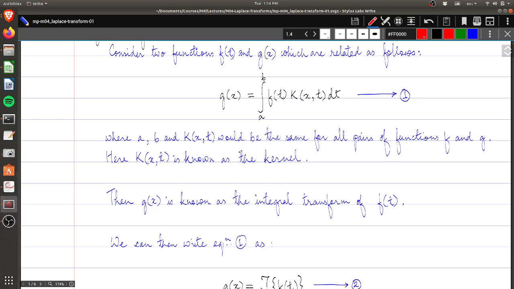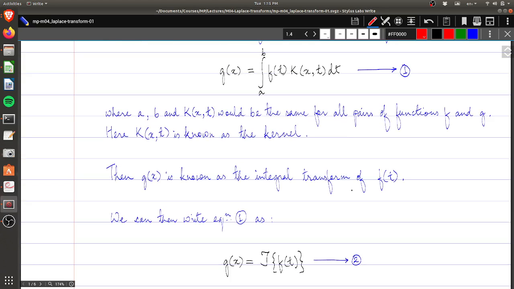If such a relation as given in equation number 1 holds good, then g of x, which we write on the left hand side, and f of t, which we write inside the integral, we say that g is the integral transform of f. So g is known as the integral transform of f. Clear, everybody? Understood? Any questions?